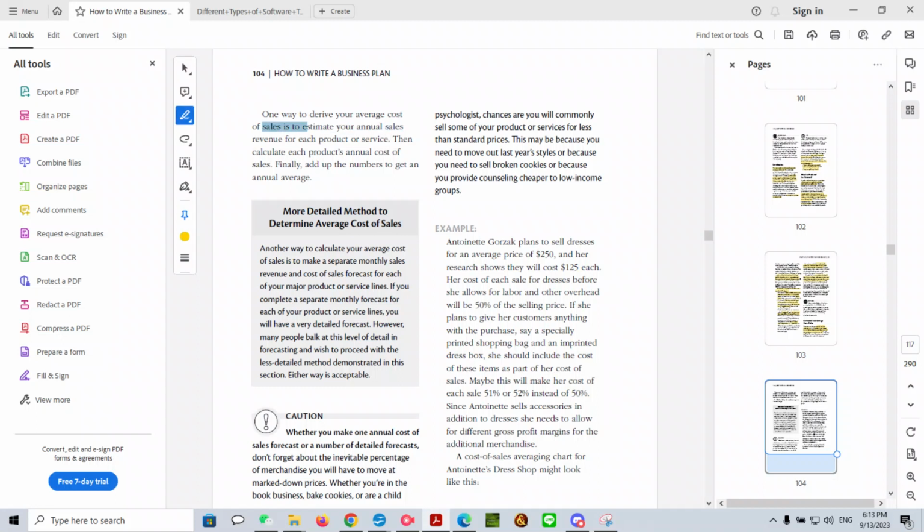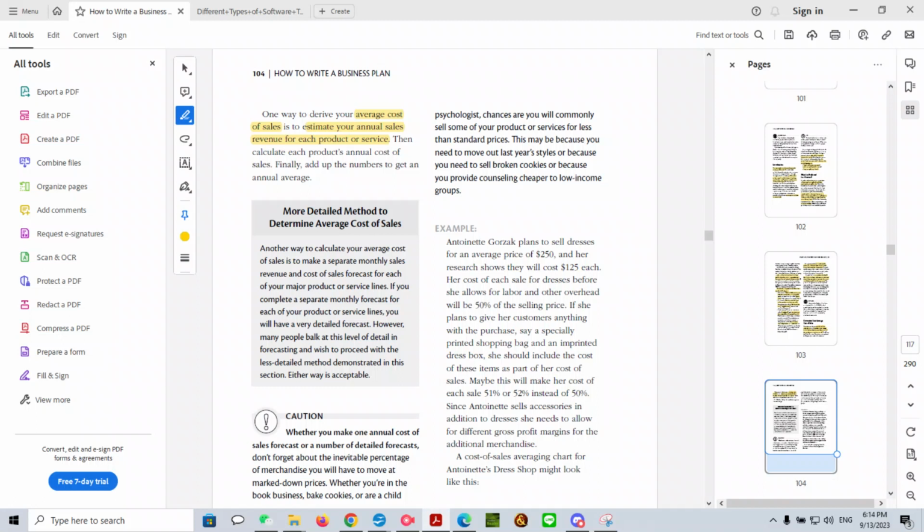Now, one way to derive the average cost of sales is to estimate your annual sales revenue for each product or service. Here's what it is. This is the average cost of sales. So what you do is you take all the costs, and if we're talking about annually or yearly, we add up the cost of all the 12 months, right? And then divide by 12 months. That will give us our monthly average.